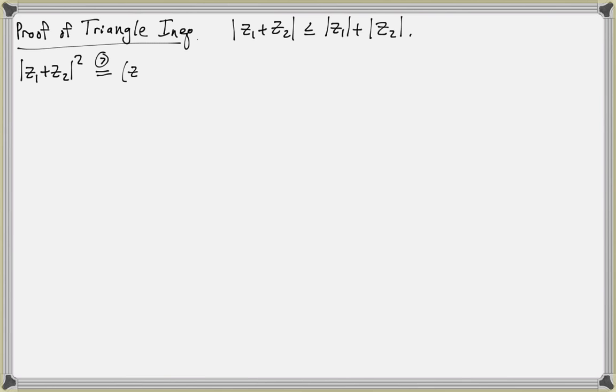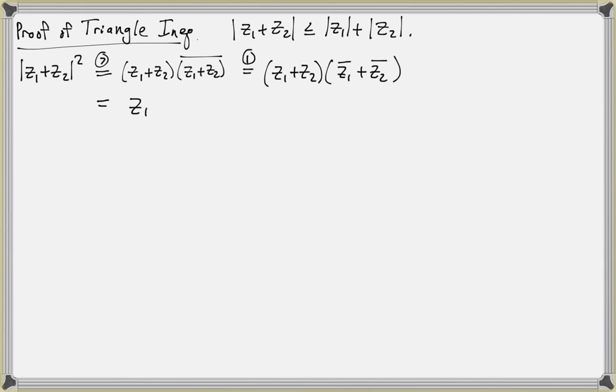And then by fact 7, I can write this as z1 plus z2, the quantity, times z1 plus z2, the quantity conjugate. And then by property 1, I'm going to break this up as z1 plus z2 times the quantity z1 conjugate plus z2 conjugate. I'm just going to use the FOIL method to multiply this out. This is z1 z1 bar plus z1 z2 bar plus z2 z1 bar plus z2 z2 bar.